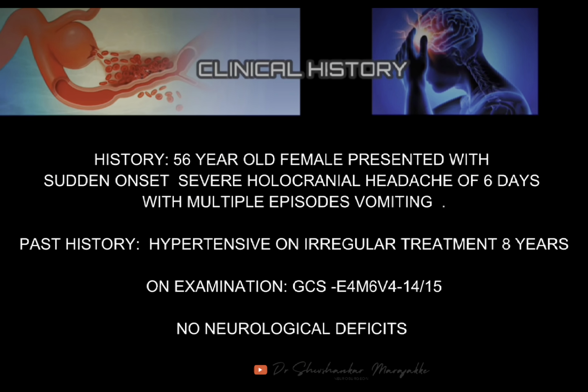She was a 56-year-old female who presented with sudden onset of severe holocranial headache of 6 days with multiple episodes of vomiting. She was hypertensive but on regular treatment for the last 8 years. On examination, her GCS was E4 M6 V4. She was a little bit confused, that is 14/15, and there were no neurological deficits. The nature of the illness and the available modes of treatment were discussed in detail with the patient and the relatives, and then the patient was submitted for an angiogram study, and then she was planned for surgery.